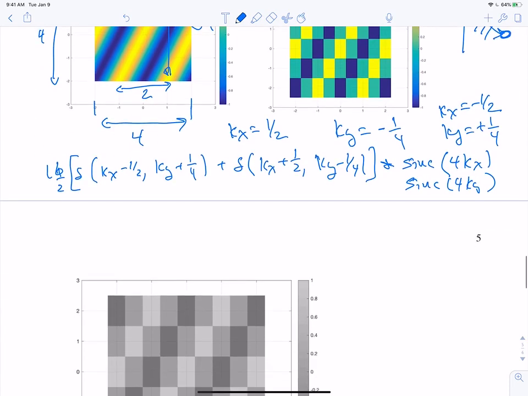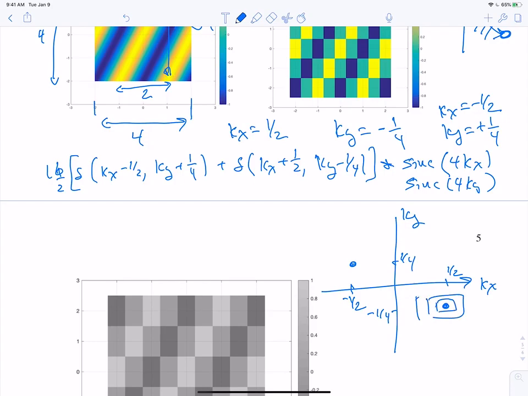fairly straightforward. And then if you want to graph that along kx and ky, we have, say, 1/2, minus 1/4, minus 1/2, 1/4. So the Dirac delta functions are there, right? Okay, and then we have these sincs, the sinc of 4kx and sinc of 4ky, and so the first zero occurs at 1/4 away from the peak. And in this case, you can just draw little things here.